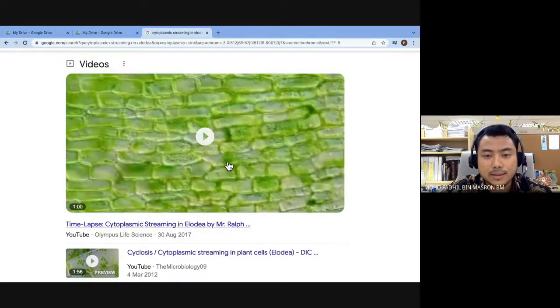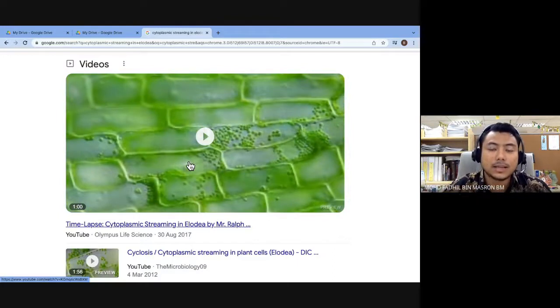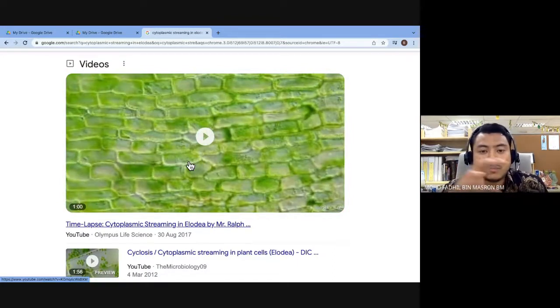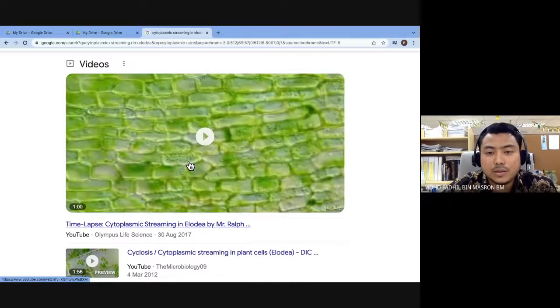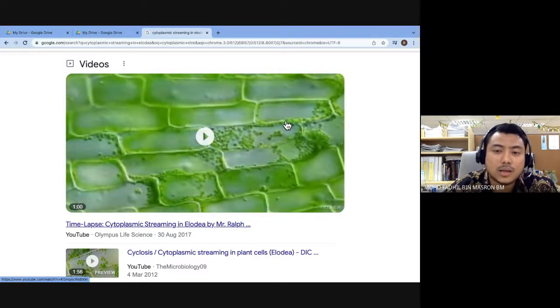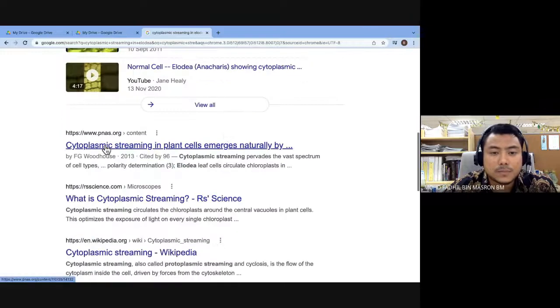Nampak tu, it's very clear. You can see that the chloroplast is moving around, and dia bergerak tu hanya berdekatan dengan cell wall. Dia bukan yang gerak secara rawak, bukan yang gerak macam randomly here and there, tak. It is moving just underneath the cell wall.